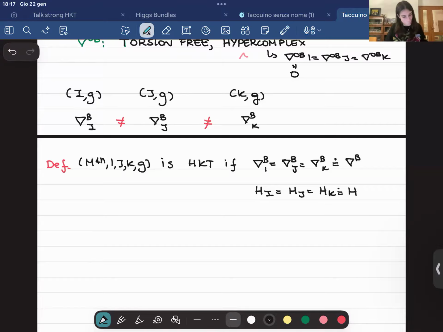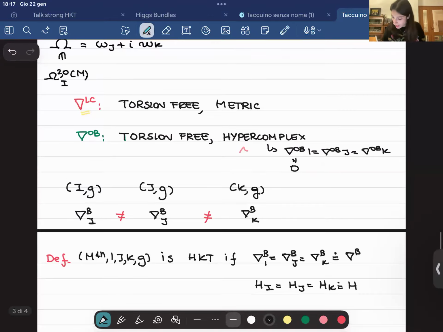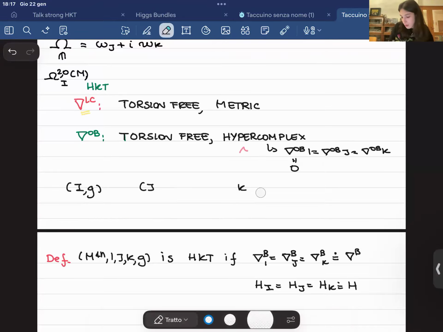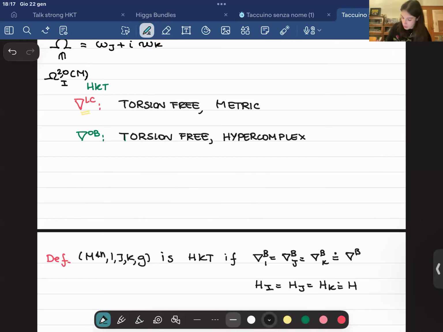Okay. So if I am in the HKT case, well, now I can consider a third connection, which is the Bismut one. And this keeps the features of both of them, since this is metric and hypercomplex.